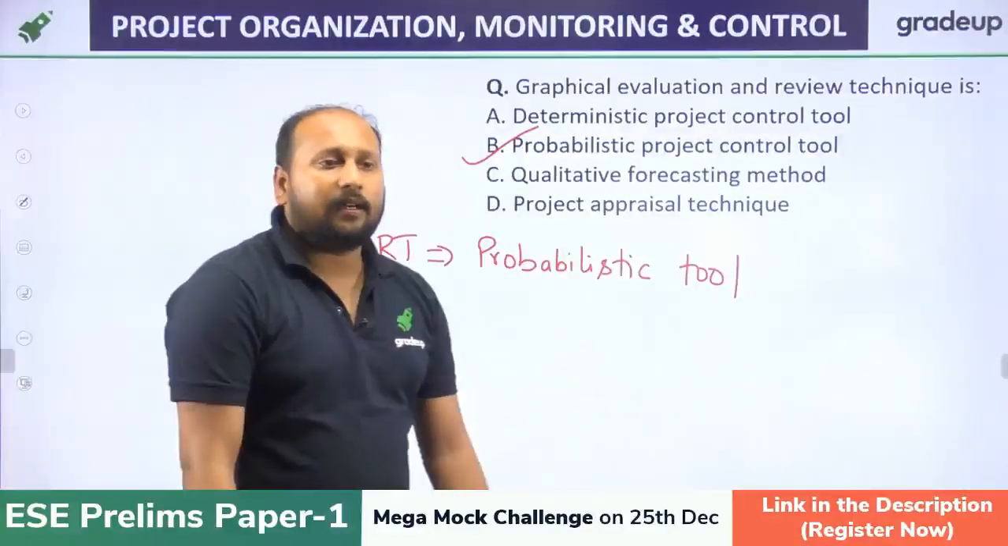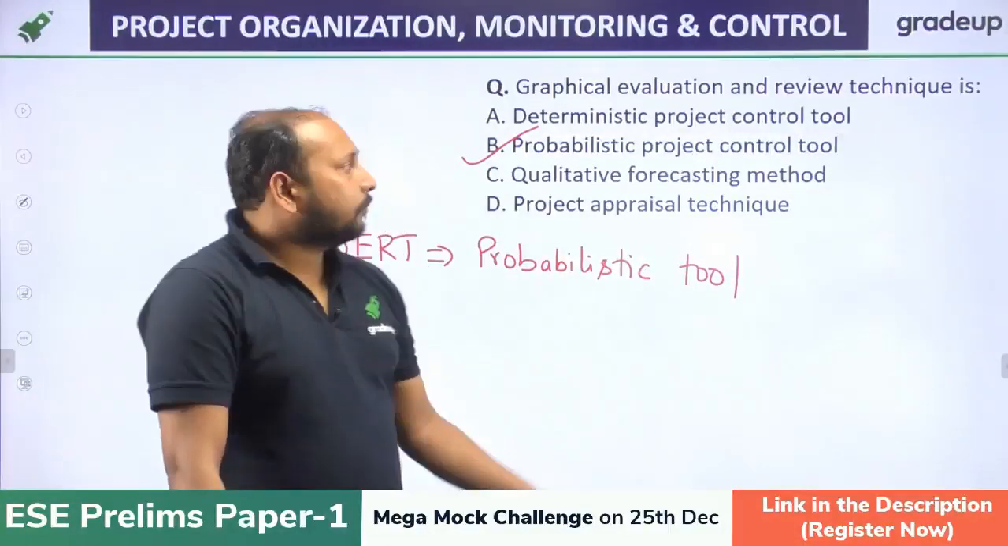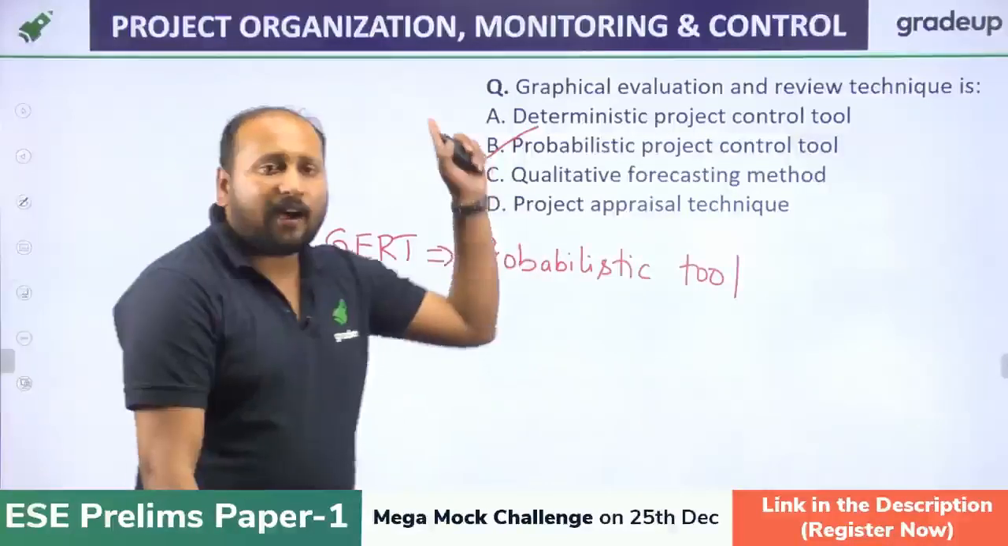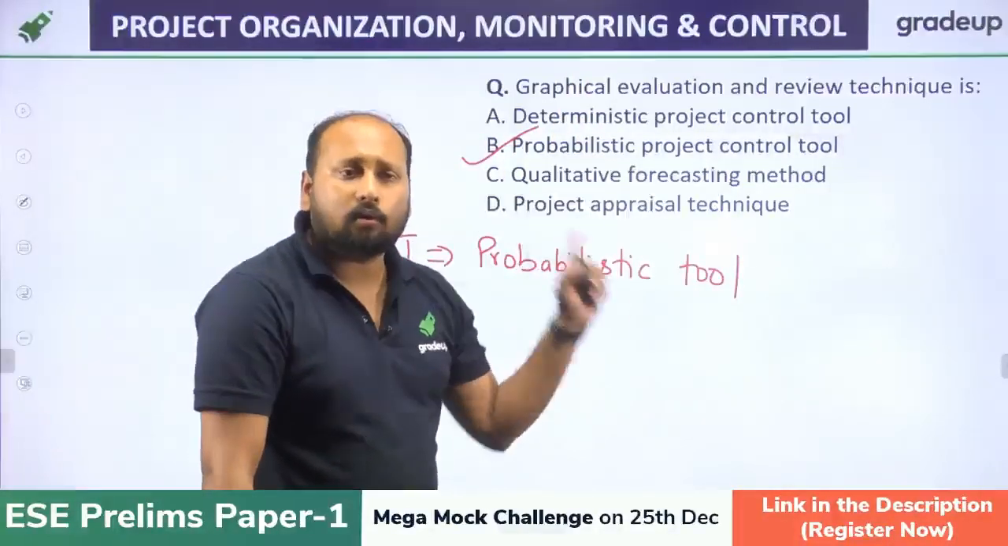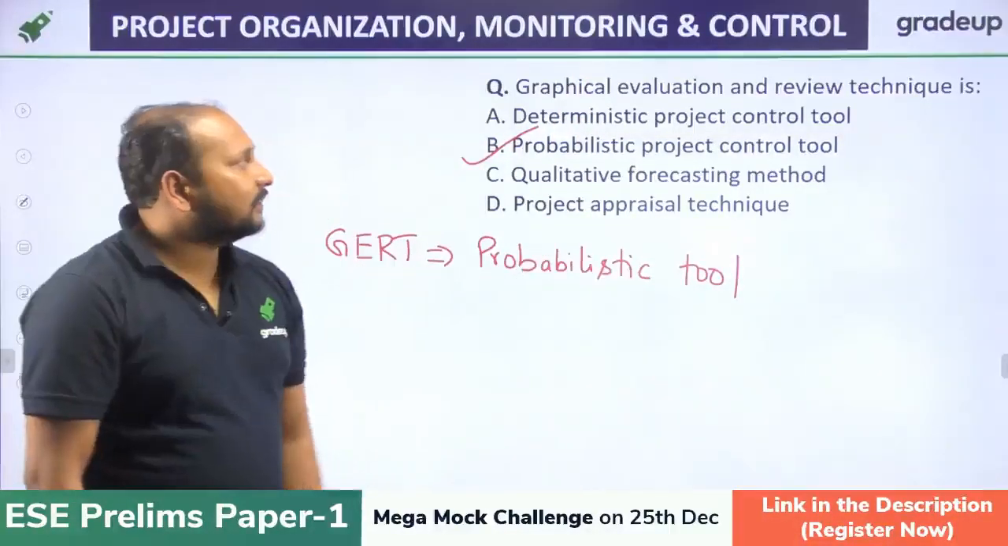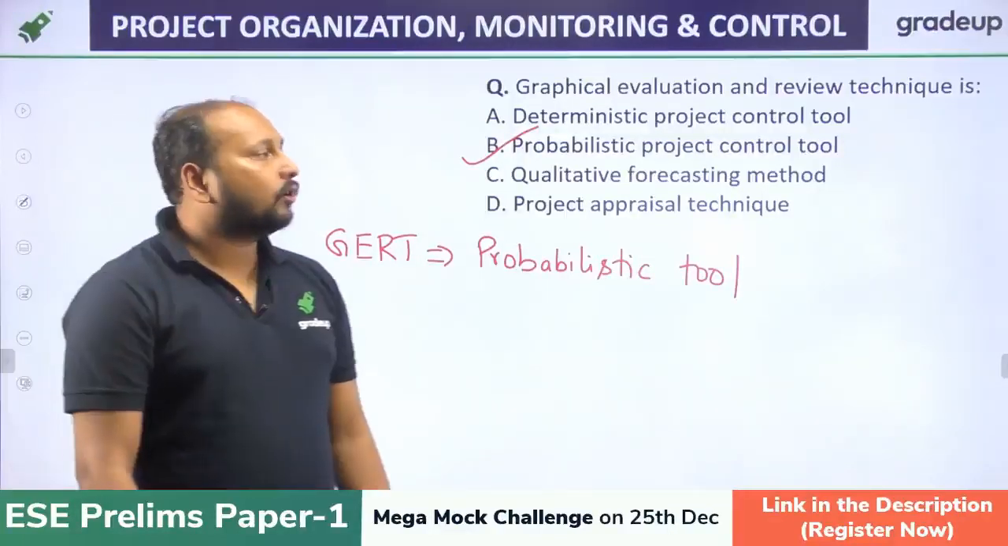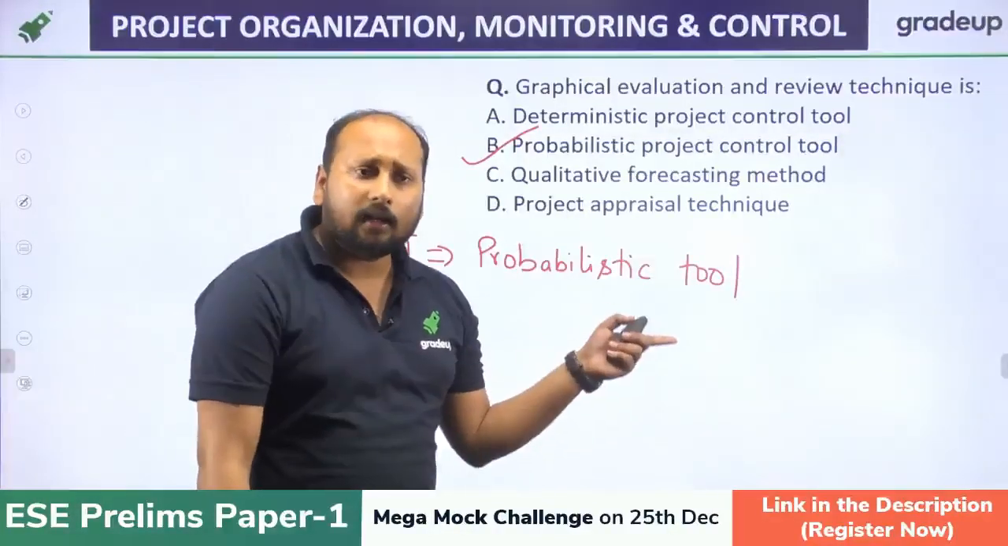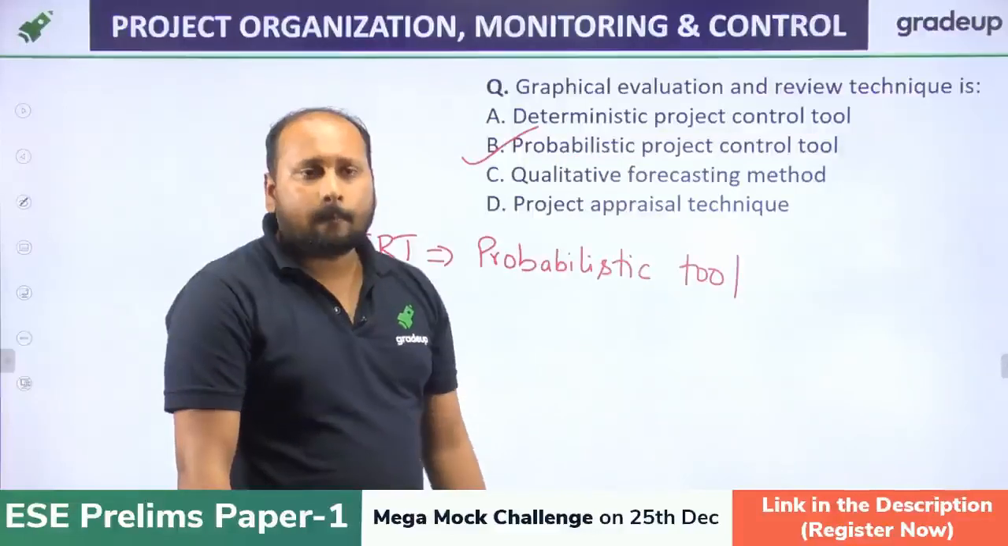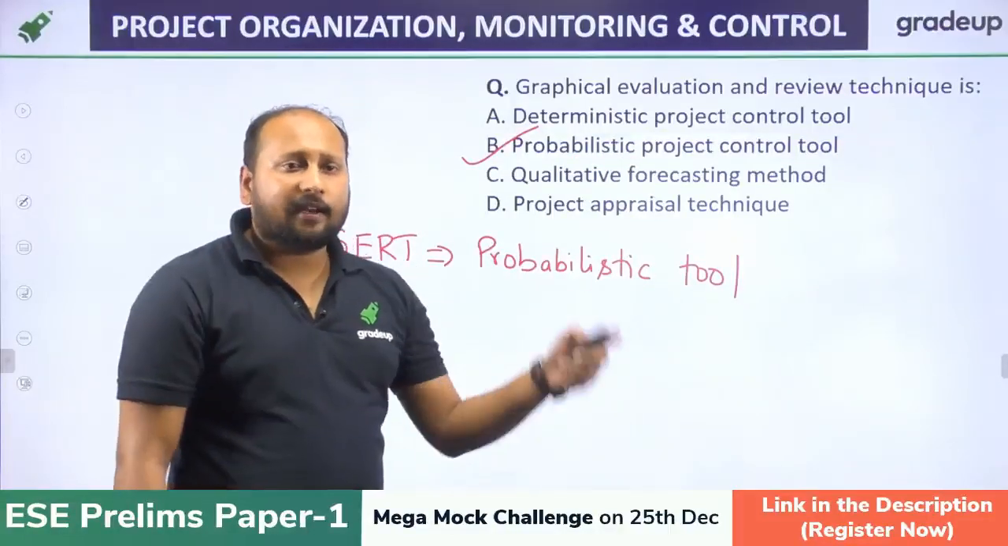When we were studying GERT, you might have come across this term. I have highlighted this term so that you should know. So option B is the correct answer. Probabilistic project controlling. This is the tool which is used for controlling, and this is a probabilistic control tool. Okay. So option B is the correct answer. Very good.